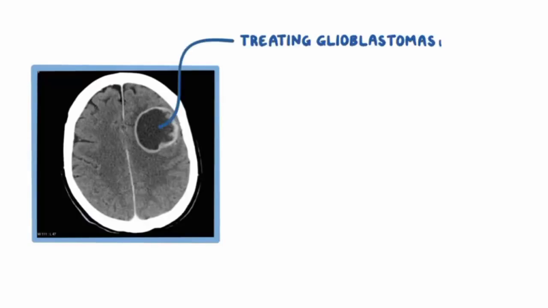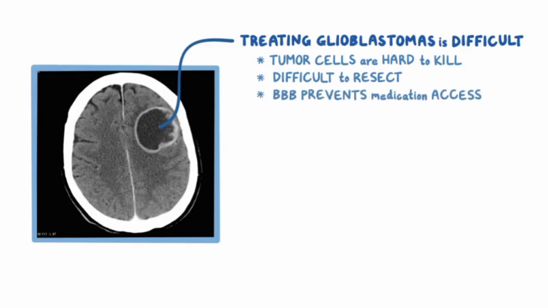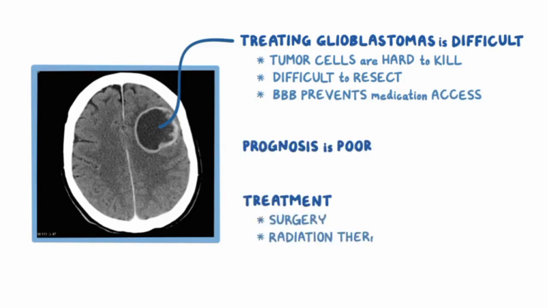Treating glioblastoma is particularly difficult because the tumor cells don't die with conventional therapies. To make matters worse, the tumor often spreads out, making surgical resection harder, and the blood-brain barrier prevents many medications from accessing the tumor. In general, there's usually a poor prognosis, and treatment with surgery, radiation therapy, and chemotherapy is generally used to ease symptoms and prolong life, rather than curing the disease.